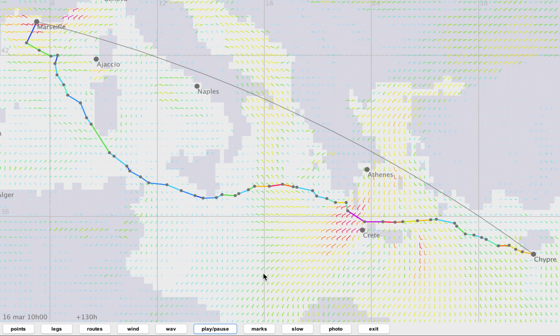Note that the power level of the engine can be different on each leg, which is represented on the drawing by different colors. Violet means a high power level, while blue color corresponds to a low power level.